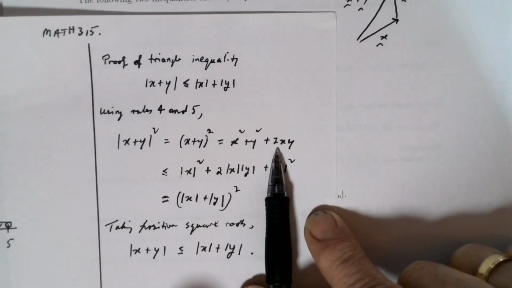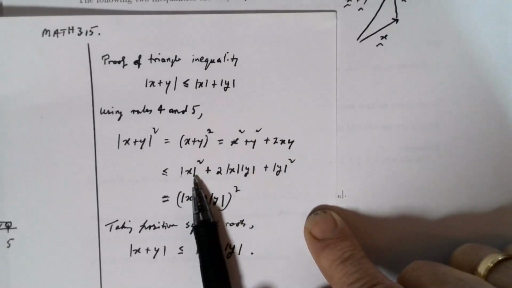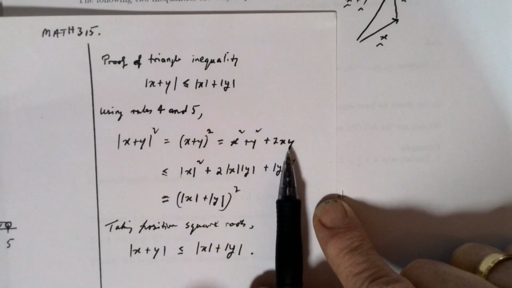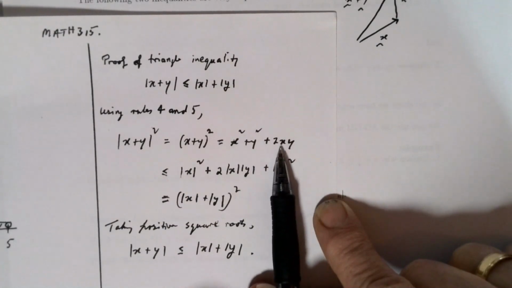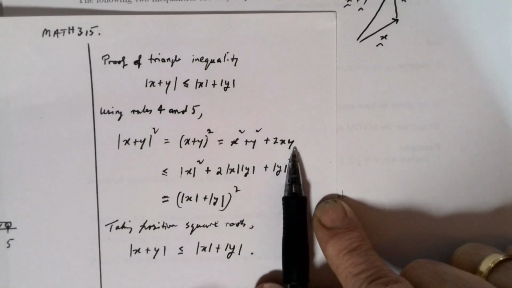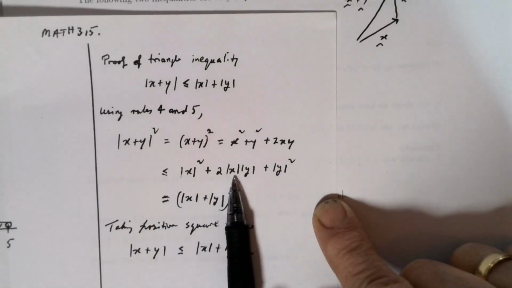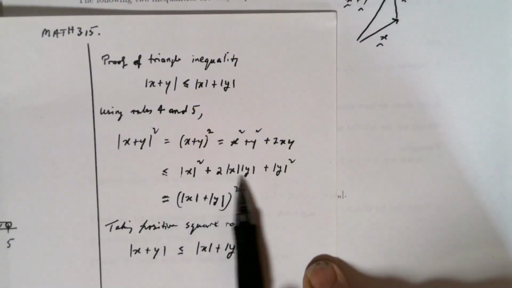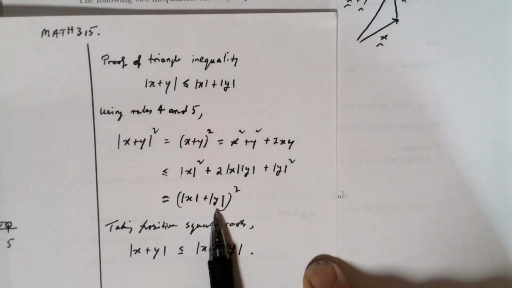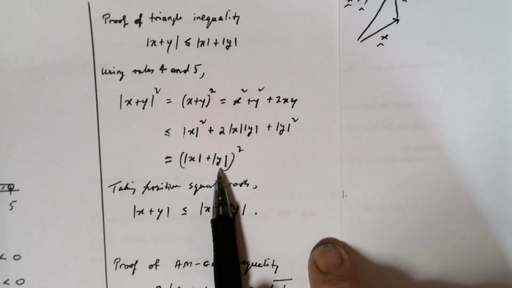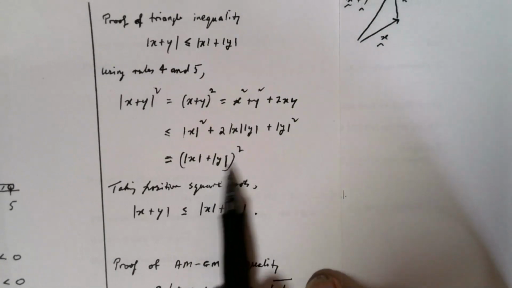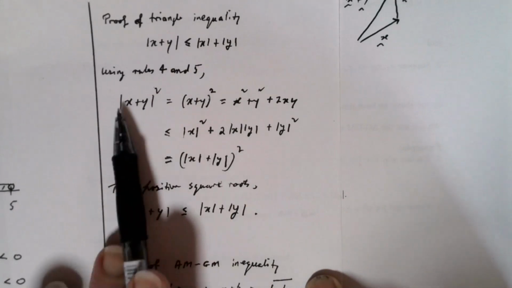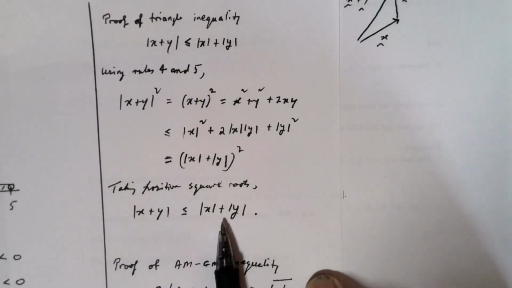Now I'm going to use the fact that the absolute value of a number is bigger or equal to the number itself, and so 2xy is less or equal to 2 absolute value of x absolute value of y. And then I can factorize, this is just a quadratic, it's a perfect square. I can factor that to be (absolute value of x plus absolute value of y) all squared. And now I simply take the positive square roots of both sides of this, and we have the triangle inequality.